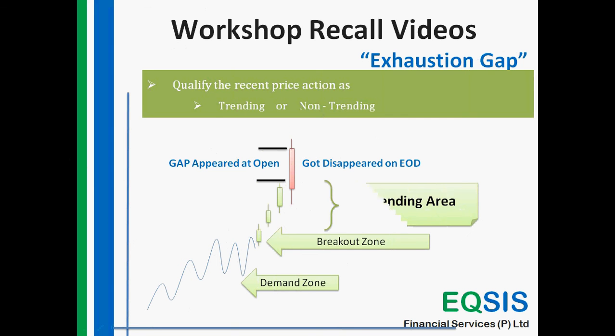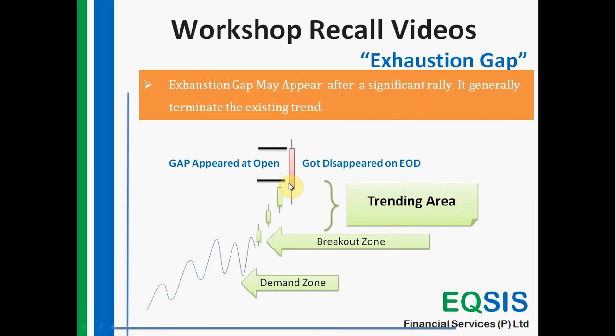Especially this happened after a trend. Look at this. This is where demand started taking place. This is a breakout area. This is called a trending area, and we qualify this as a runaway. But now this area is called an exhaustion gap. So anything which appeared in the morning and disappeared, we qualify as a trend termination. It means this existing trend from this bottom has come to an end.